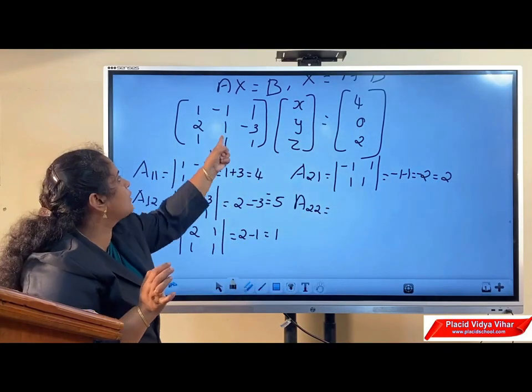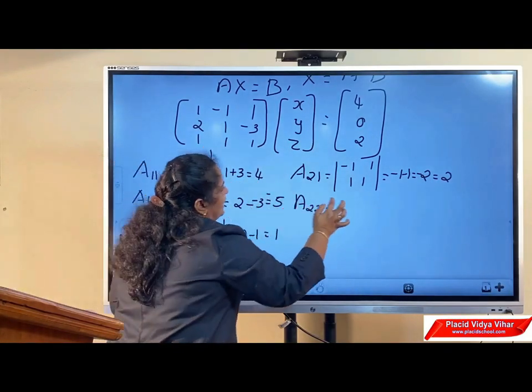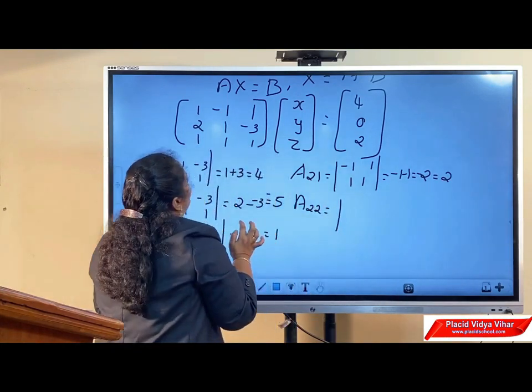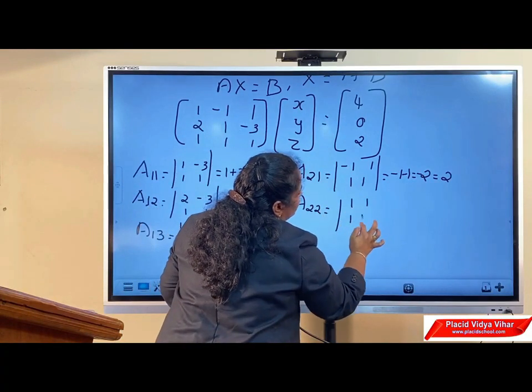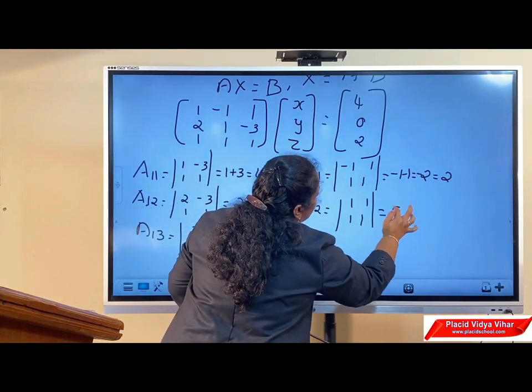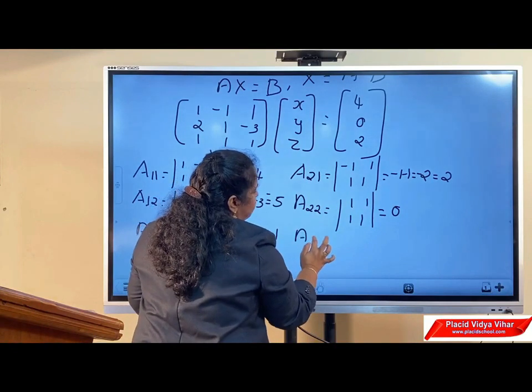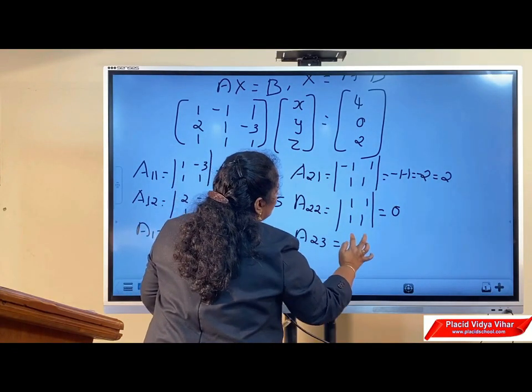The corresponding rows and columns you should eliminate. The remaining elements you should write in the determinant form. That is 1, 1, 1, 1. Cross multiply, the answer is 0. Then we can find A23.